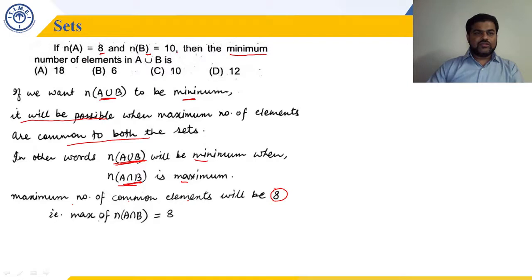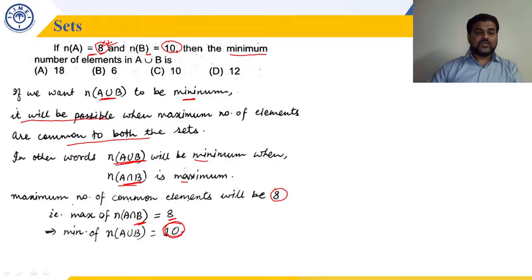Why only 8? Because set A has fewer elements and set B has more elements. So if I consider the maximum possibility of common elements, we can have only 8, because set A does not have more than 8 elements. How can we have more than 8 elements as common? So the maximum of n(A intersection B), the cardinality of A intersection B, is 8. If that is the case, then what is the minimum number of elements in A union B? The minimum number of elements in A union B will be 10, right?